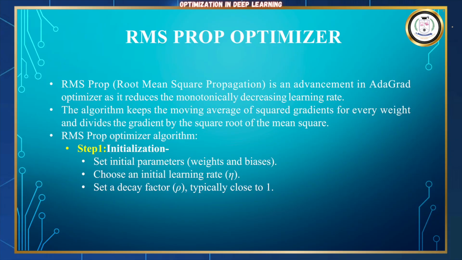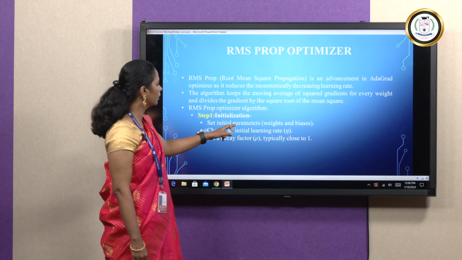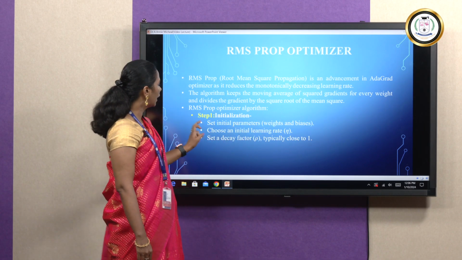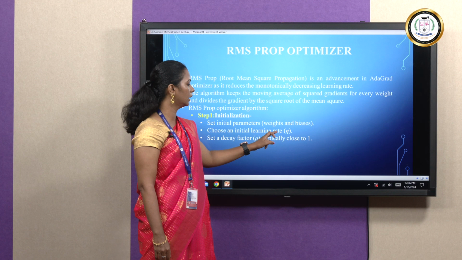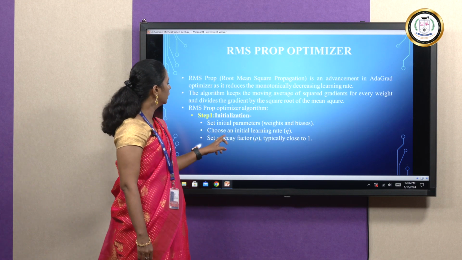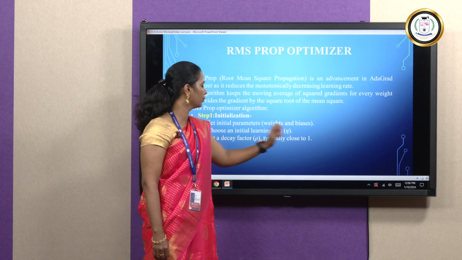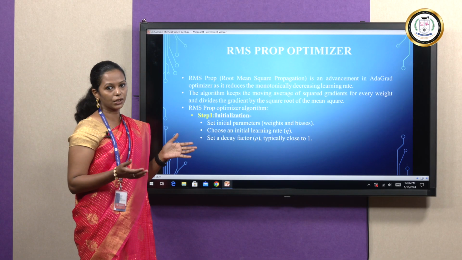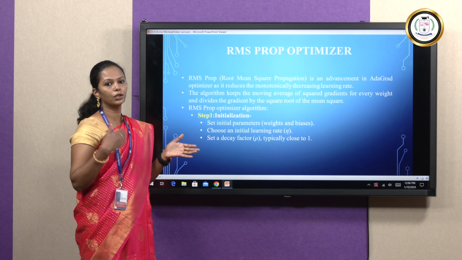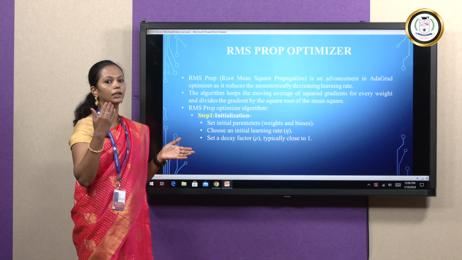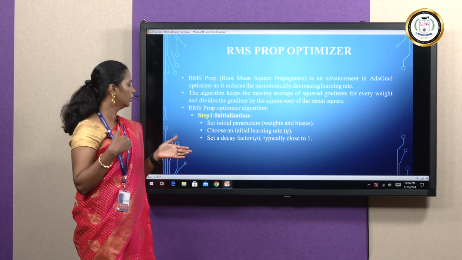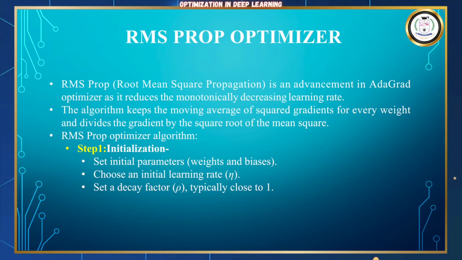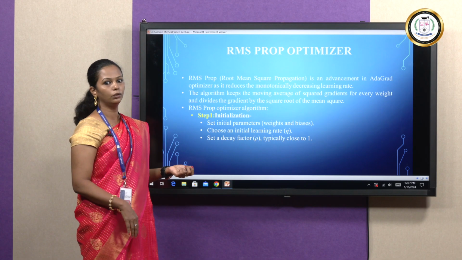So, this algorithm works like this. Step 1, initialization. Set your initial parameters, weight and bias, and choose your initial learning rate, and set a decay factor. So, this decay factor is, first you will have a large learning rate. As your iteration goes, your learning rate decays or reduces drastically, and here we are going to assign it as 1 so that it will not go below the value of 1.